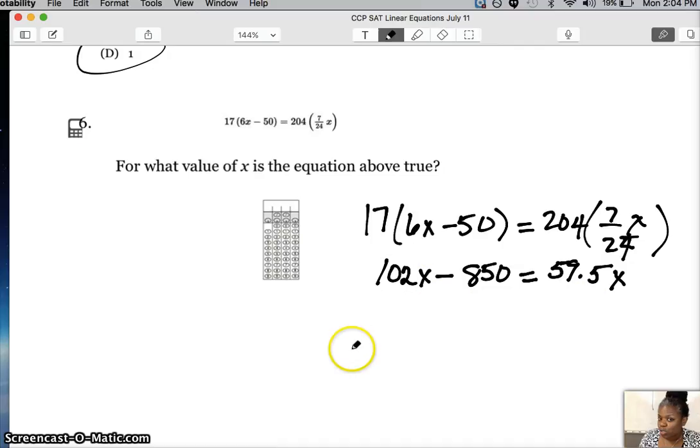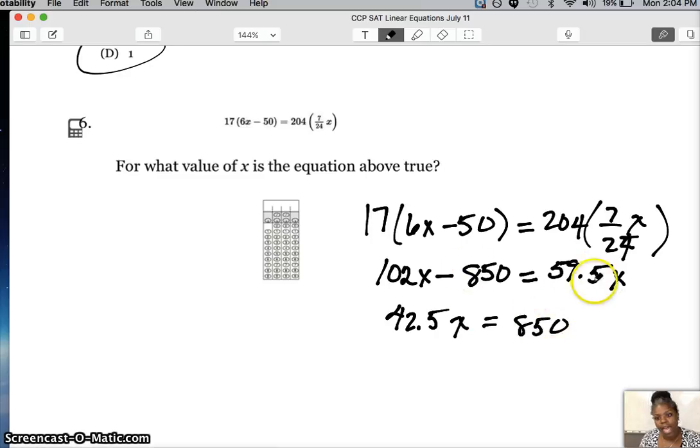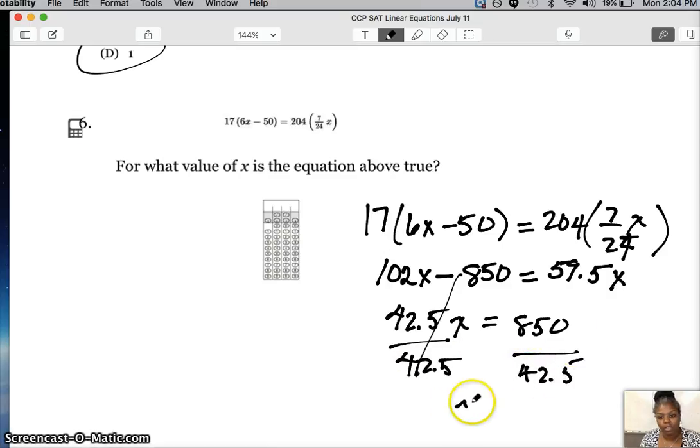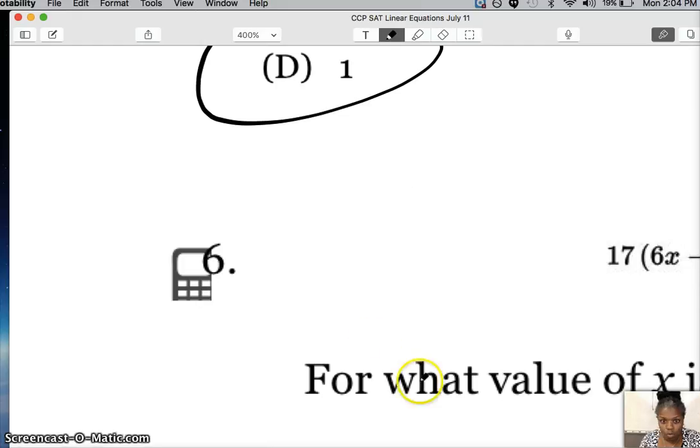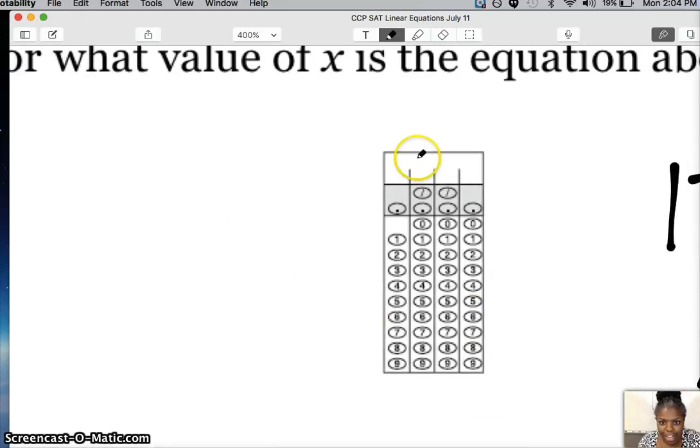At this point, this is a regular problem. You're going to move all your x terms to one side and move your constant terms to the other side. So when I subtract 59.5 from both sides, I'm going to end up with 42.5x over here. When I add 850 to both sides, I get 850 over here. At this point, I'm feeling really good because these numbers look like they're going to mesh together well. I could pull out my calculator and do this, and I'll get that x is equal to 20. This isn't really a great visual, so let me see if I can make this bigger real quick. Whoa, too big. All right, so the answer is 20.